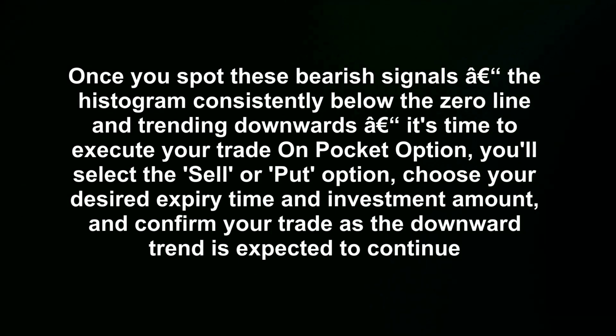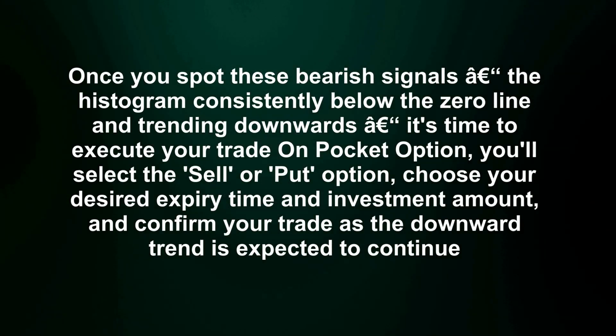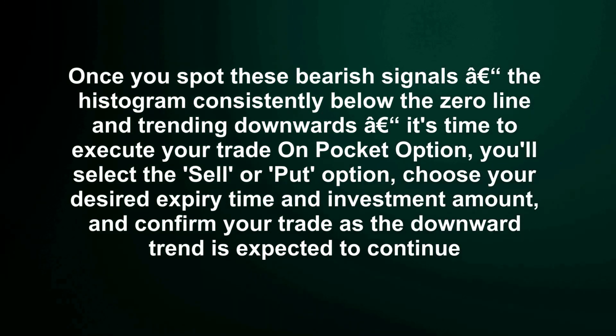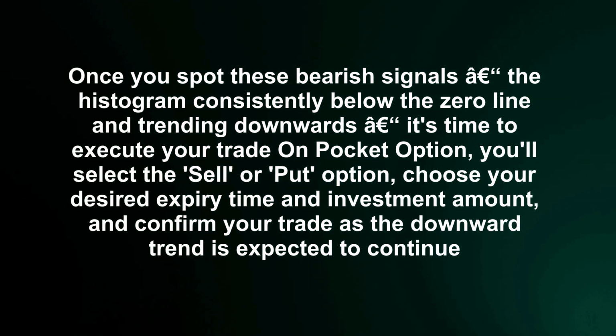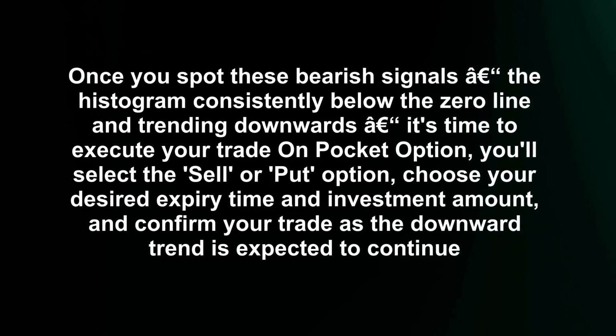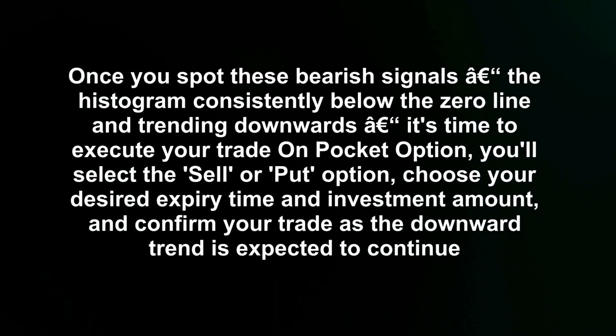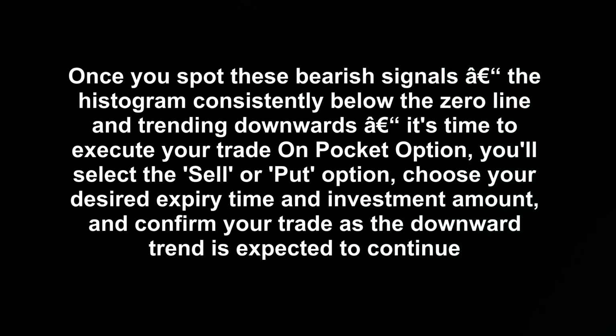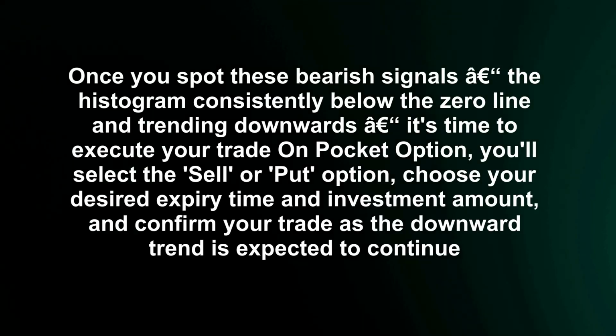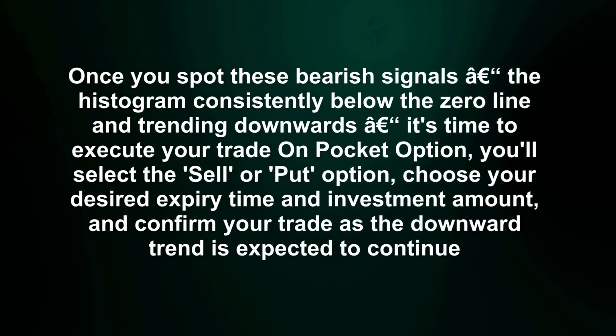Once you spot these bearish signals, the histogram consistently below the zero line and trending downwards, it's time to execute your trade on Pocket Option. You'll select the sell or put option, choose your desired expiry time and investment amount, and confirm your trade as the downward trend is expected to continue.